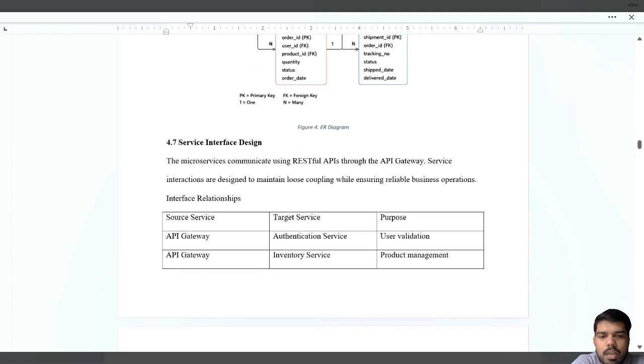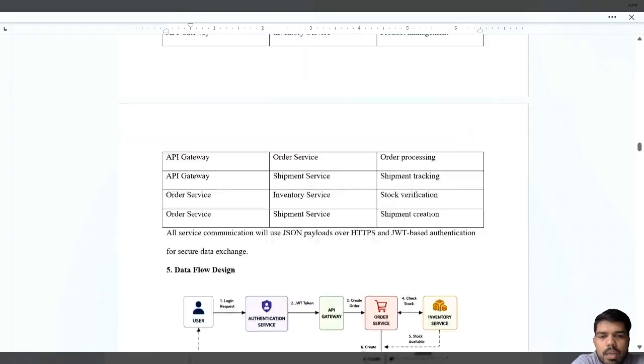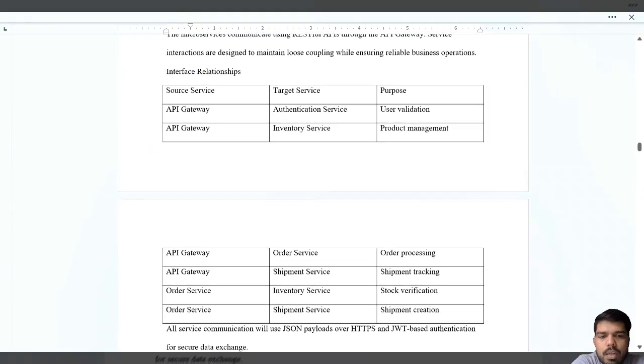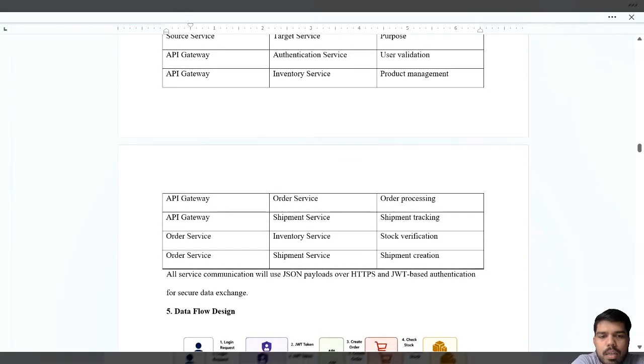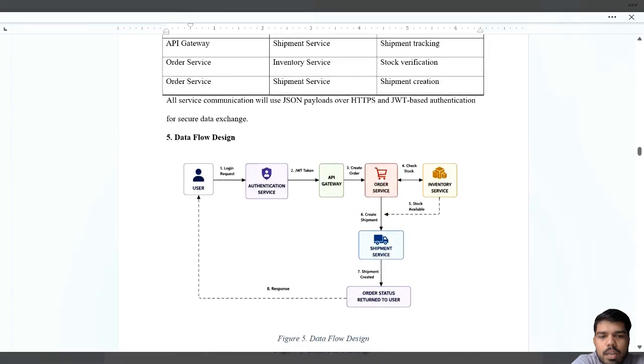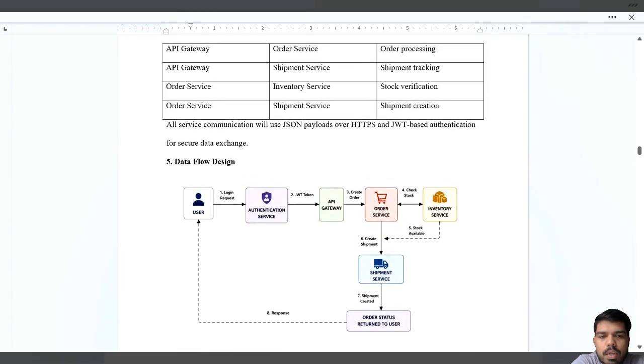Going to the service interface design, the services communicate using RESTful APIs, so communication flows are secured by the HTTPS protocol. JSON is used as the data exchange format, and JWT is used for authentication, ensuring only authorized requests can access the protected services. And this interface design supports secure and reliable communication.